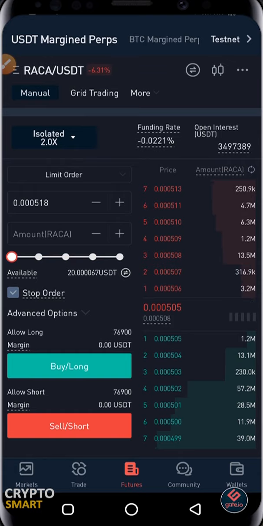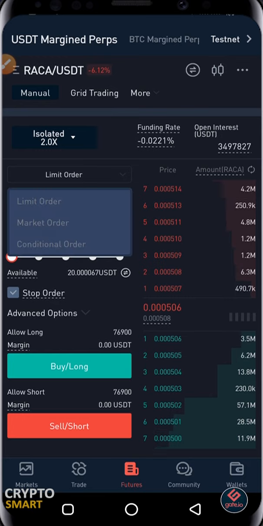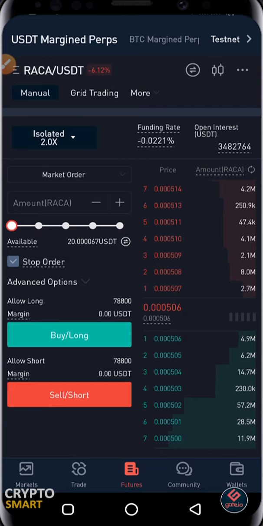So my isolated is now 2x. Now, just like you buy and sell, you also have limit order, market order and conditional order for futures trading. I don't want this video to get very lengthy, but we are going to do our best. For market order, that means you want to buy at the market price. For limit order, you want to buy or sell when the price gets to a particular level. For conditional order, you set certain conditions for the trade to be triggered. So let us use market order so that this explanation will actually make sense.